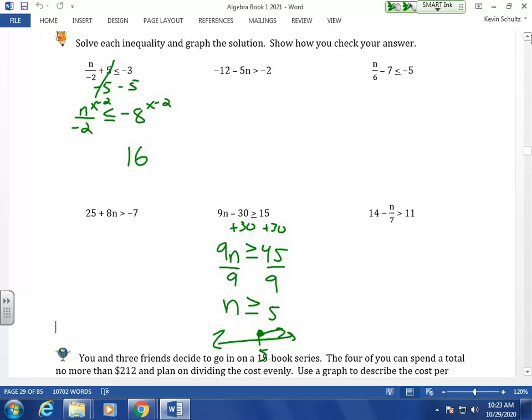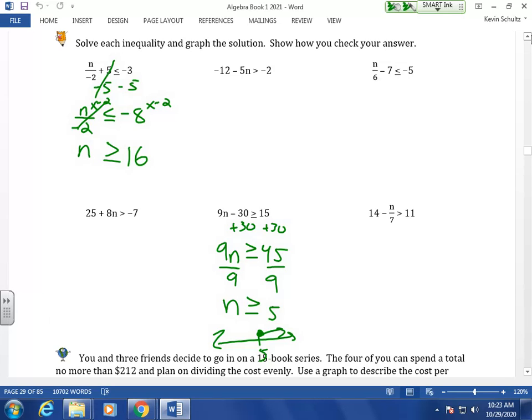Right? And because that sign changed, our inequality sign changes as well. It was originally less than or equal to. It's now going to become greater than or equal to. And so we get n is greater than or equal to 16.